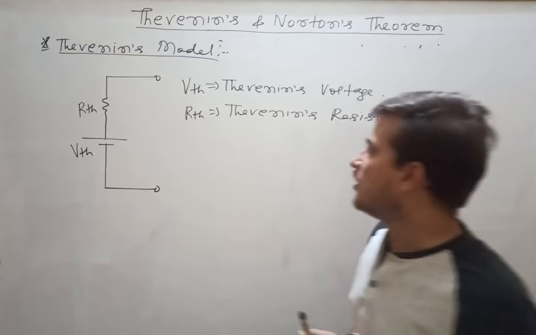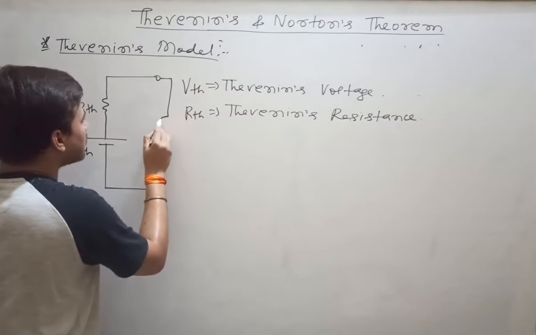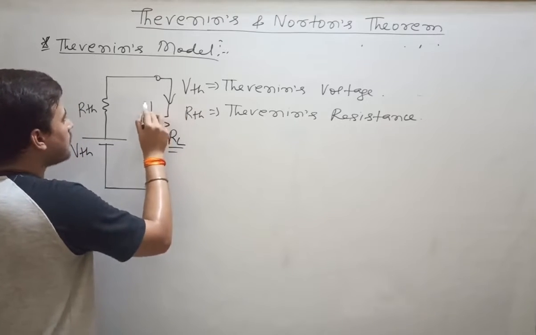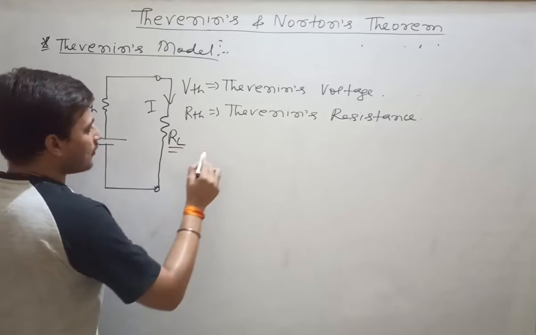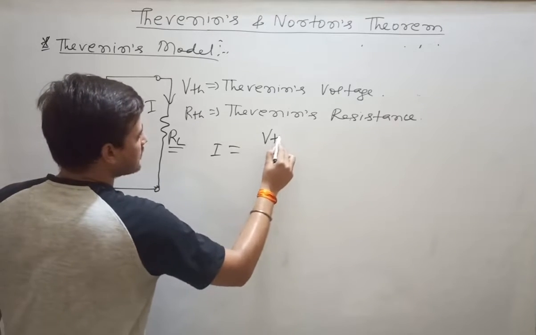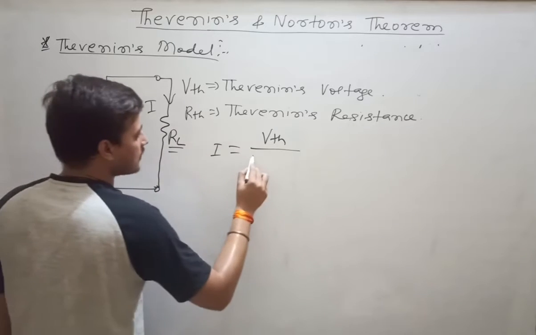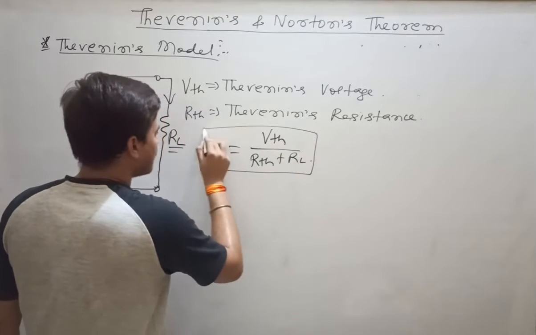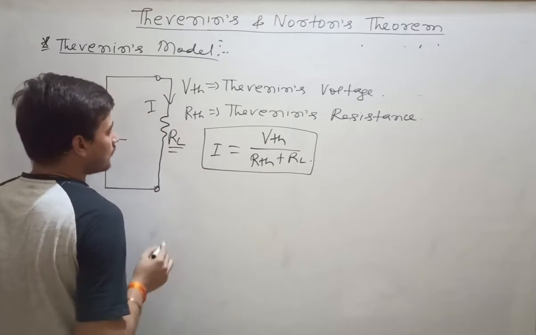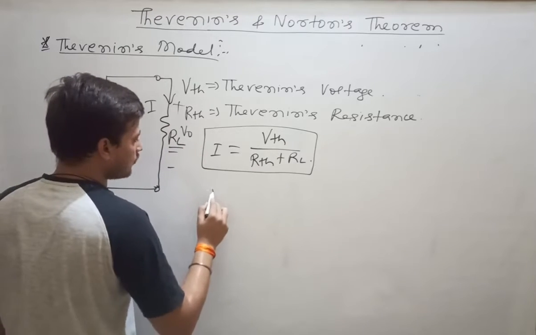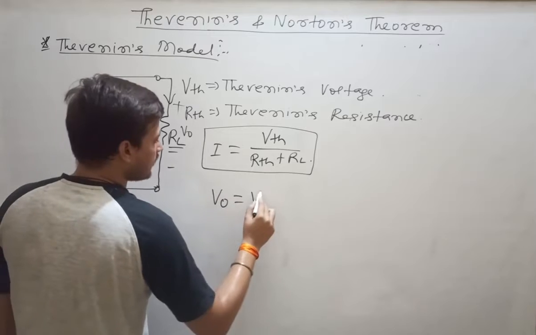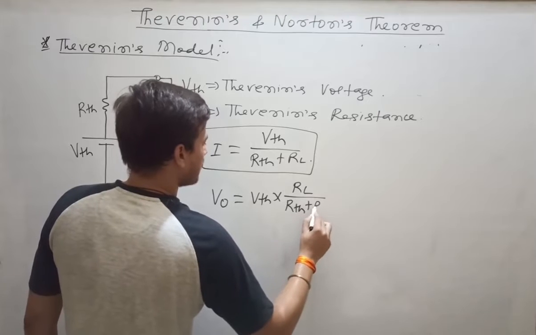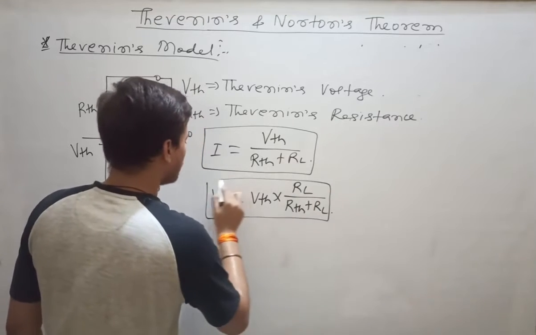Now if you connect the load, suppose you are connecting a load resistance RL, then what will happen? The current I will start flowing through this network. This current I will be equal to VTH divided by the sum of RTH plus RL. Or if you have to find the output voltage V0 across the load, V0 will be equal to VTH into RL divided by RTH plus RL. Clear? This will be the output voltage V0.